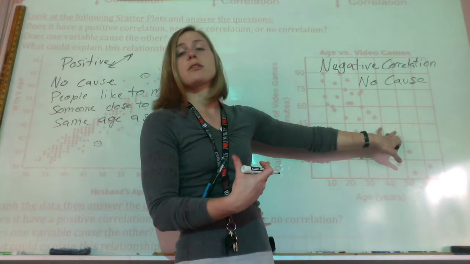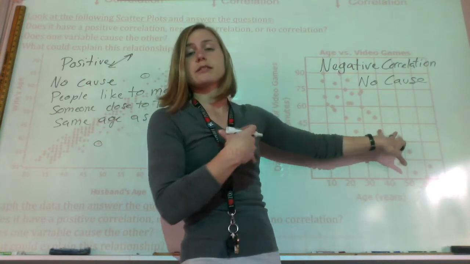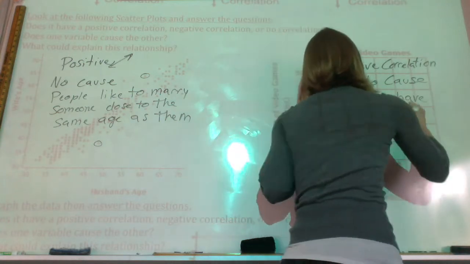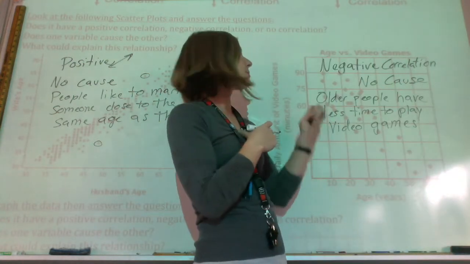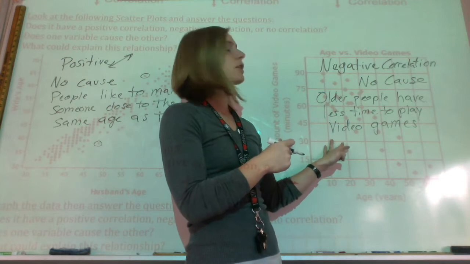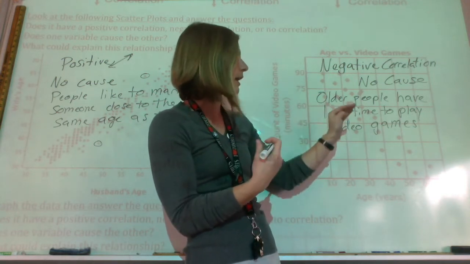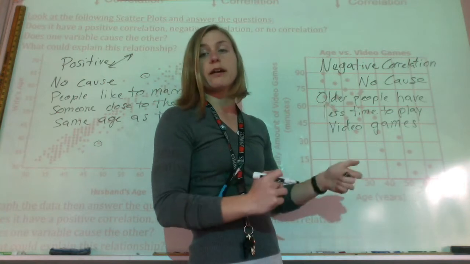I'm going to stick with the time one because as an adult, I can personally attest that I have a lot less time to play video games than I did as a kid. So I wrote that older people have less time to play video games. You, of course, can be writing the reason that you think. And I know I'm writing this on top of the graph. You can write it off to the side or wherever you have room.